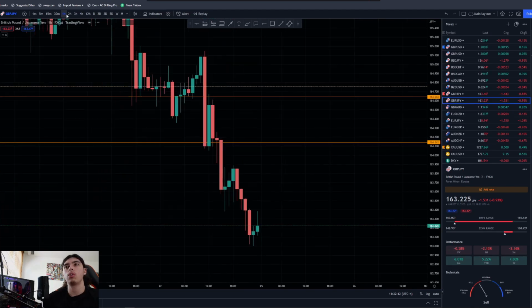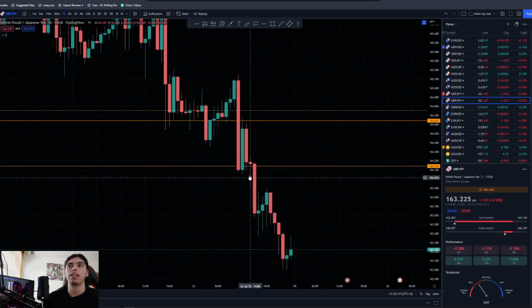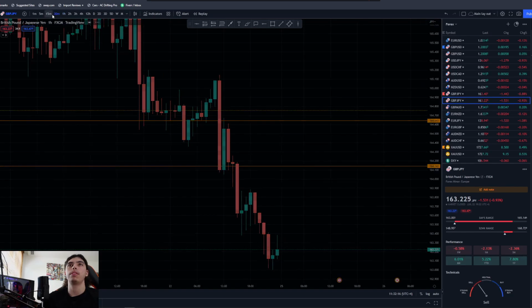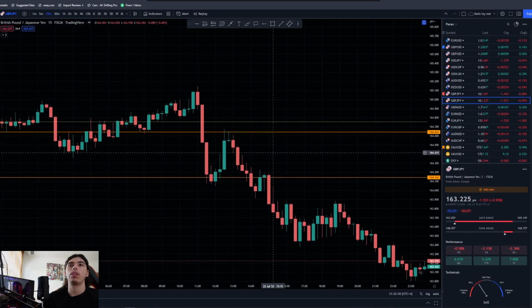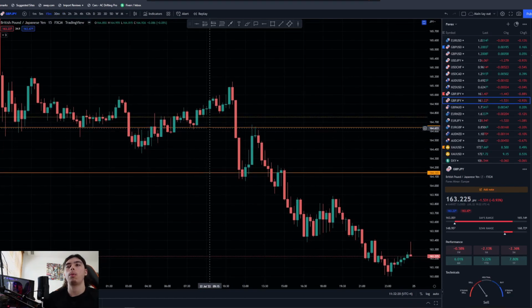So now as we go lower in the time frames, we understand that this is the area that should be filled, and we're going to look for, what are we going to look for? We're going to look for entries here. And where are entries going to come?